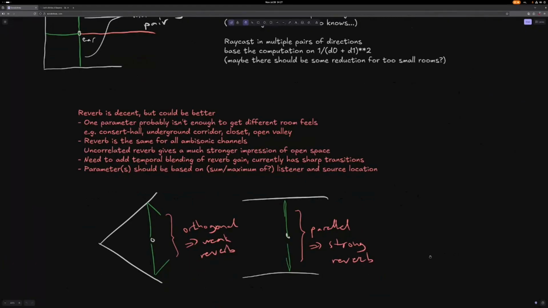One more thing for parameterization. Maybe it's worth taking the normal of the hit surfaces into account, right? Like you have these parallel walls and they bounce right back to you, so that's a very long reverb. But if they're orthogonal, maybe you could assume that they go away and it's not a strong reverb. I don't know if that's a good heuristic or not, but maybe.